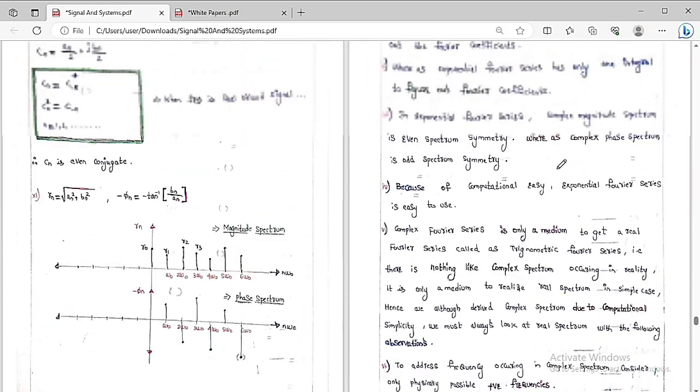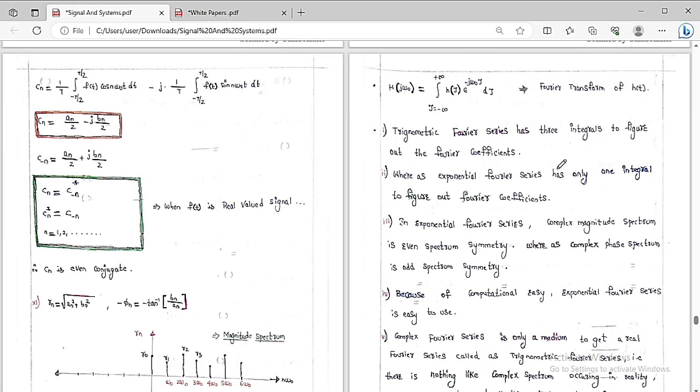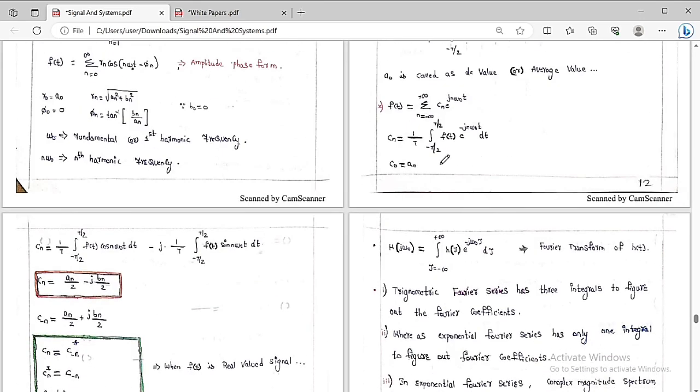Cn is equal to 1 by T integral over the 1 time period f of t into e to the power of minus j n omega naught t dt. I have already told you, right? So substitute the function f of t and do the integration over 1 time period, and we are going to get a certain expression. Let me assume we are going to get an example like this.